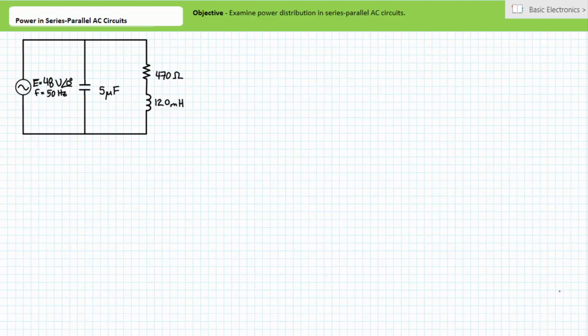I'm your instructor Jim Pytel, and today's topic of discussion is power distribution in series parallel AC circuits. Our objective is to examine several illustrated examples of series parallel AC circuits, including analysis of power.